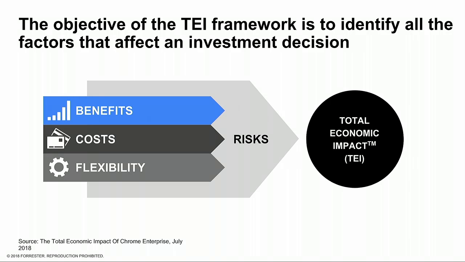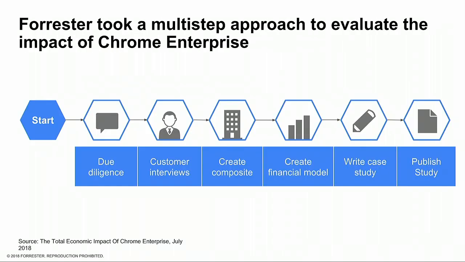From there, we apply something called a risk adjustment across all 3 of those variables. And this really is to account for the uncertainty and the assumptions that are made in any business case. And those risk adjustments create a more realistic and achievable business case for organizations. And that's what makes up the total economic impact methodology.